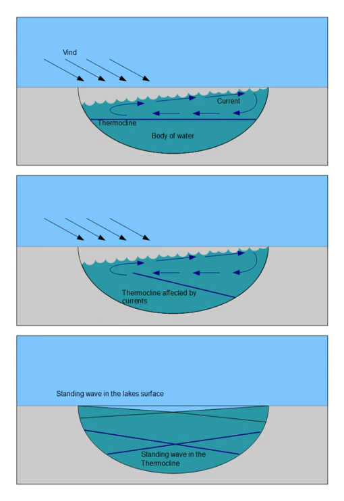A seiche (S-A-Y-S-H) is a standing wave in an enclosed or partially enclosed body of water. Seiches and seiche-related phenomena have been observed on lakes, reservoirs, swimming pools, bays, harbors and seas. The key requirement for formation of a seiche is that the body of water be at least partially bounded, allowing the formation of the standing wave.